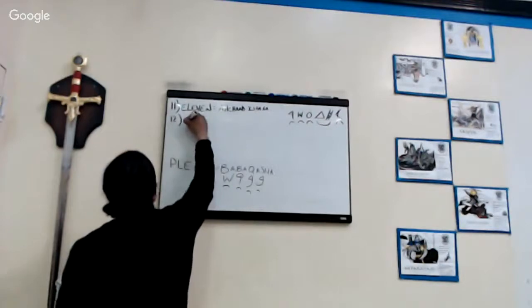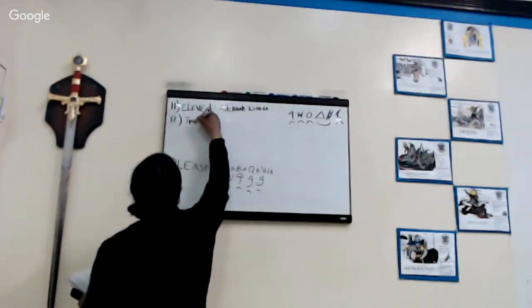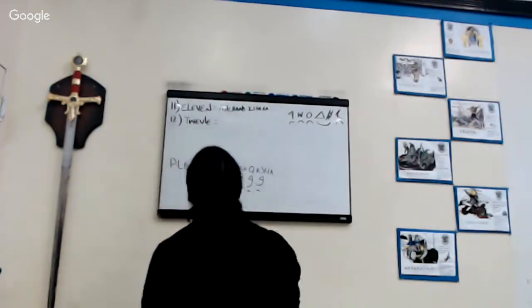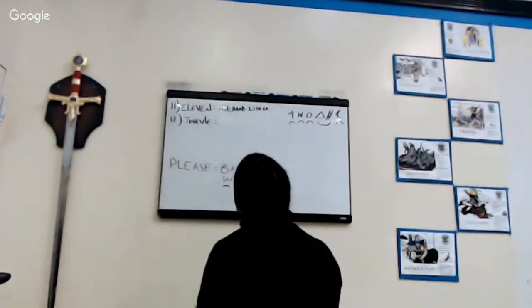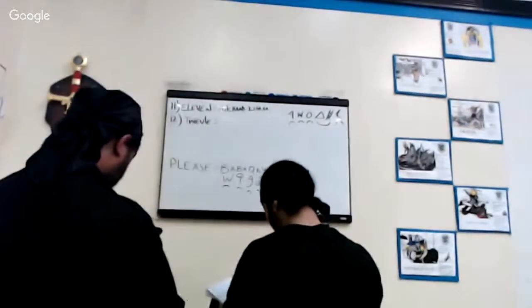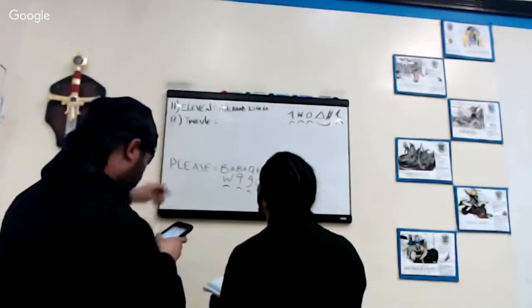Okay, I think I got it. Okay, how do I paste it? Control V. How do I spell that right? How do I paste it?